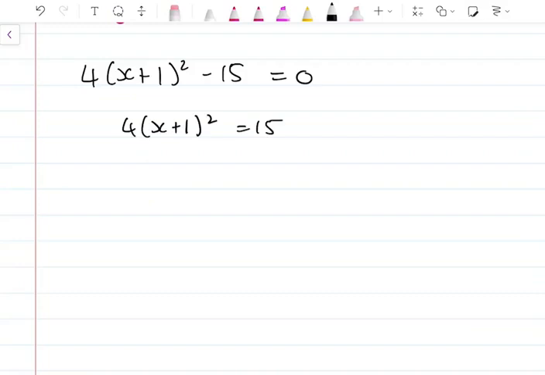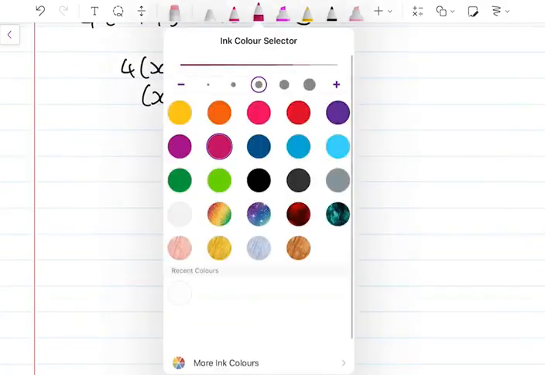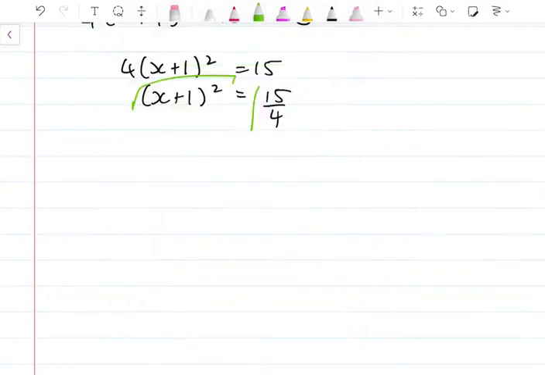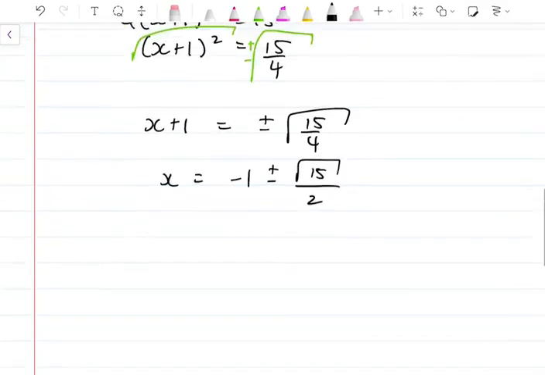I'm going to divide through by 4 on both sides. Now I'm going to square root both sides, and if I do that, I have to say plus or minus on the one side. Plus or minus root of 15 over 4. And then I'm also going to take my 1 to the outside, so it becomes negative 1. And I'm just going to say root 15 over 2.